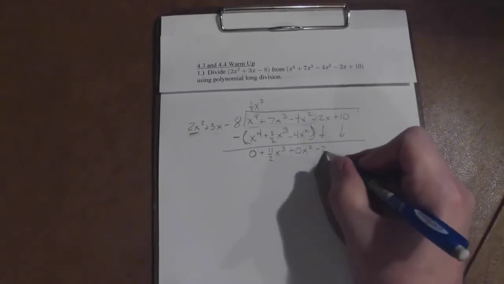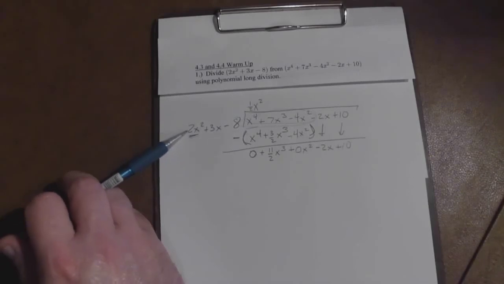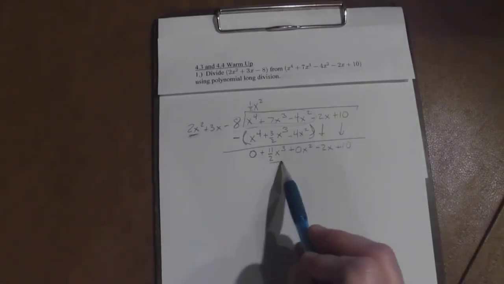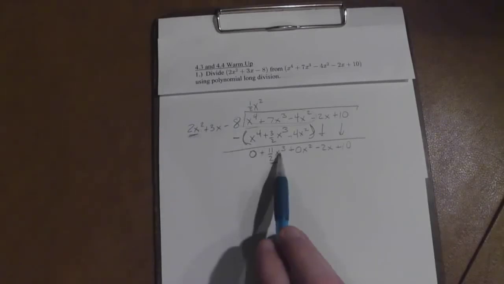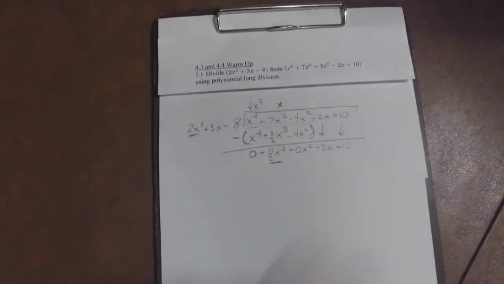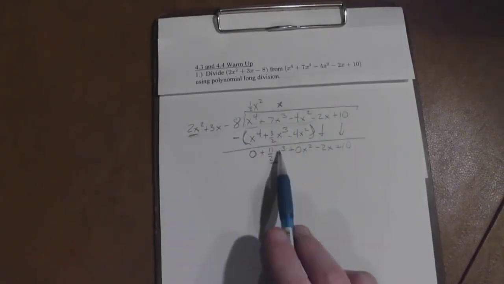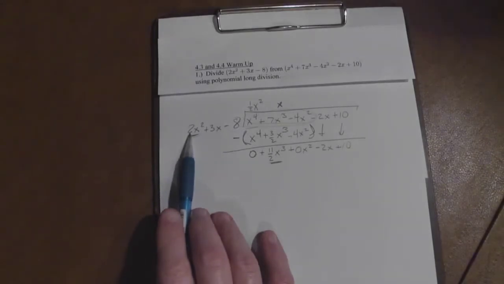Right? Now we can drop down our other two terms, minus 2x plus 10, and repeat that process. Asking ourselves to begin with now, what times 2x squared gives me this first term down here, 11 halves x cubed? Now to get the x squared to turn into an x cubed, I am going to have to multiply just by a quantity of x. X times x squared will bring the x cubed about.